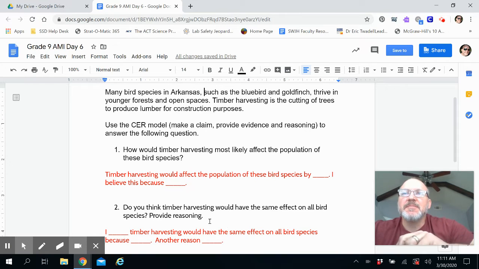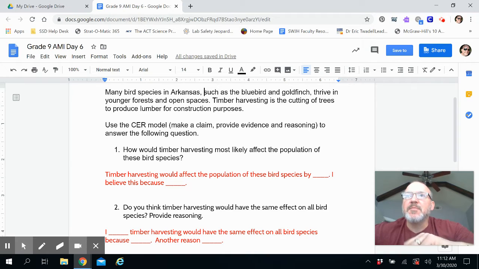So the prompt says many bird species in Arkansas, such as the bluebird and goldfinch, thrive in younger forests and open spaces. Timber harvesting is the cutting of trees to produce lumber for construction purposes. Okay, so there's the prompt.